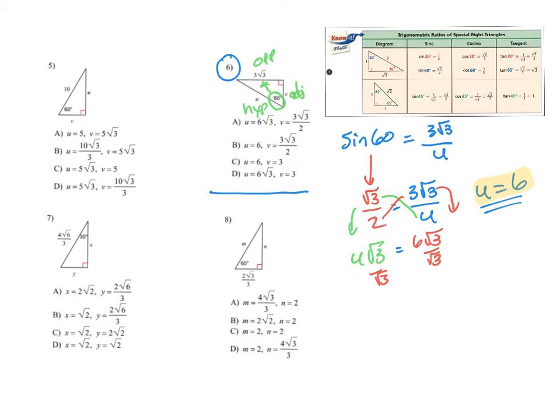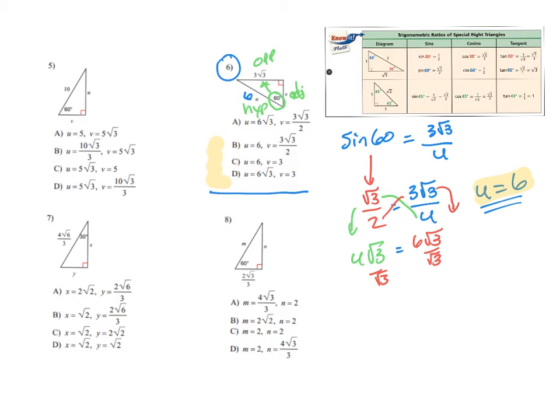The problem is 3 of these answers have u equals 6, A, B, C, and D. So I only ruled out 1. So I'm going to go ahead and throw 6 on my hypotenuse, and then now I have to worry about solving for v.